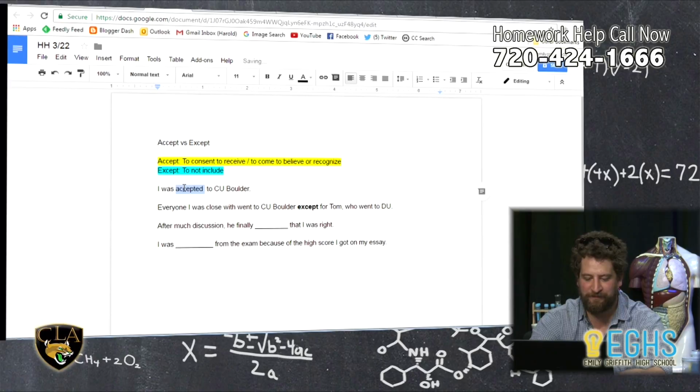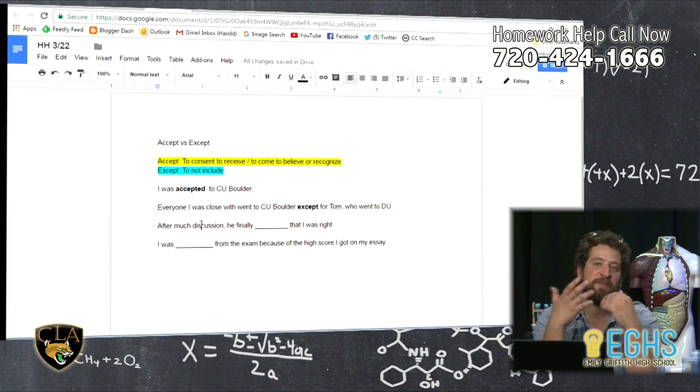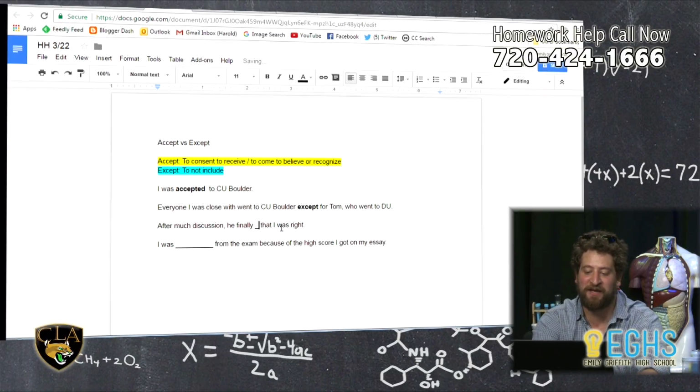Oh, cool. And then I thought I would just look at that other definition of accept, right? Like accept also means to come to believe something over time. So we might hear a sentence like, after much discussion, he finally accepted with an A that I was right. Because again, that would be to come to believe something, not to exclude something or to not include something.